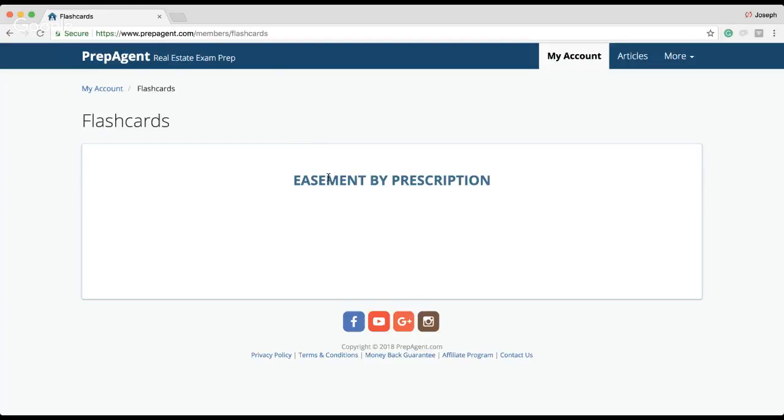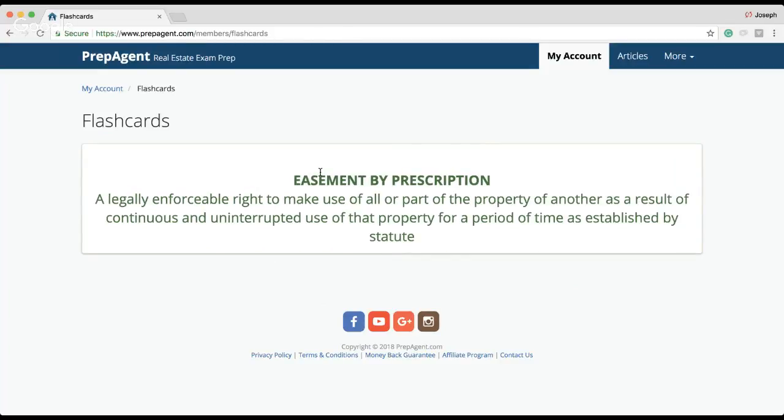Easement by prescription. We went over this today, so hopefully everybody gets this one. And I remember we said there's one word that should stand out to you. Good. Time. All right. See, this is a big, long, boring definition: a legal enforceable right to make use of all the property of another as a result of a continuous, uninterrupted use of the property for a period of time as established by statute. So you can remember that big, long, boring definition, or just remember the word time. Okay, I'd prefer just to remember the word time.